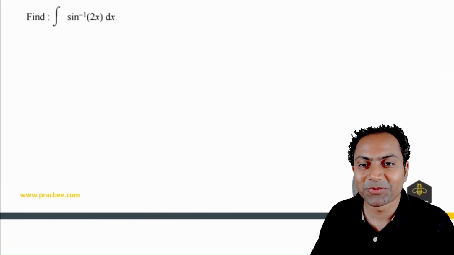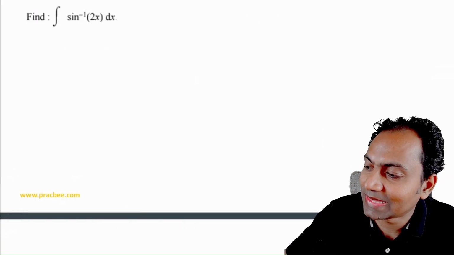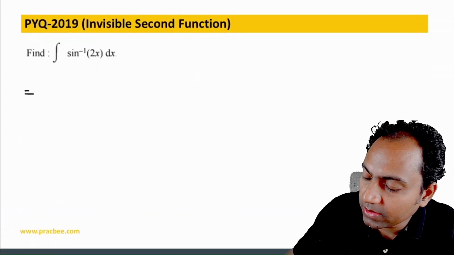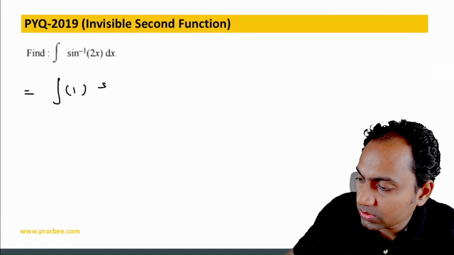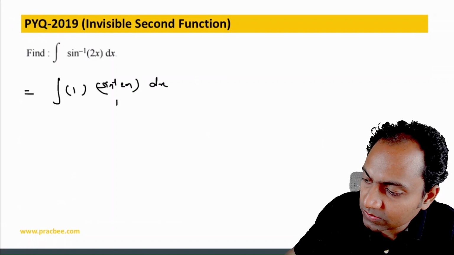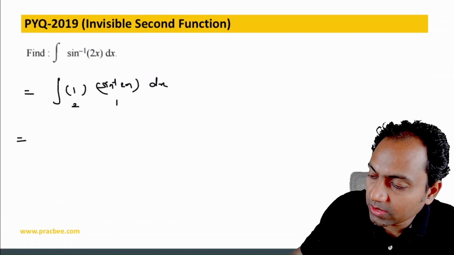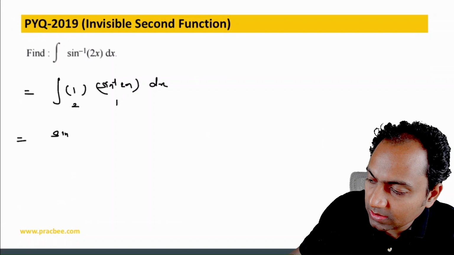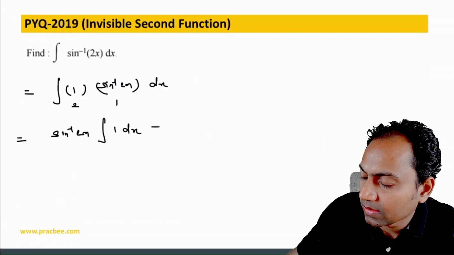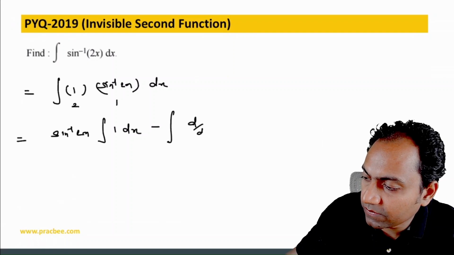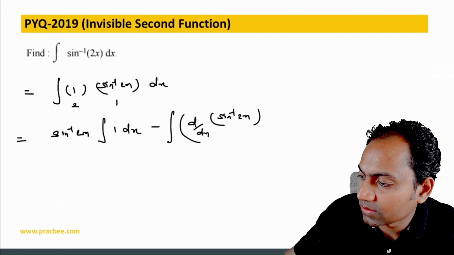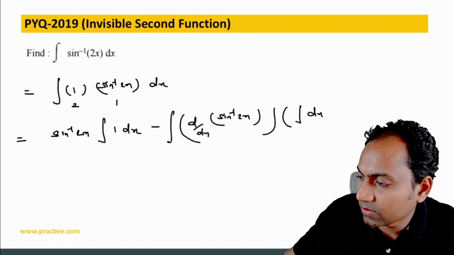If I look into this next question, what it talks about is nothing but again invisible first function. So this is a 2019 question. What I can do is write this as 1 into sine inverse 2x dx. So this becomes my first function, this becomes my second function. So what I can write is first function, that is sine inverse 2x, into integration of second function minus integration of differentiation of sine inverse 2x into integration of dx.